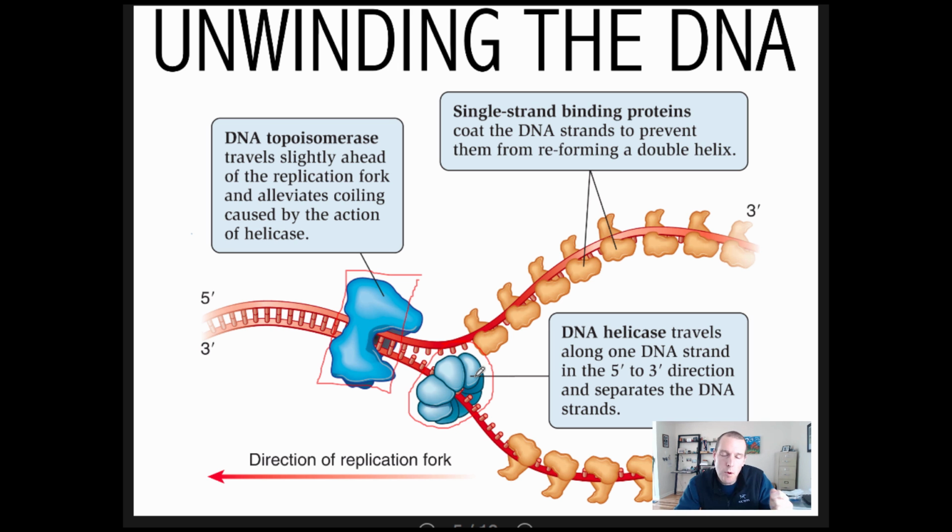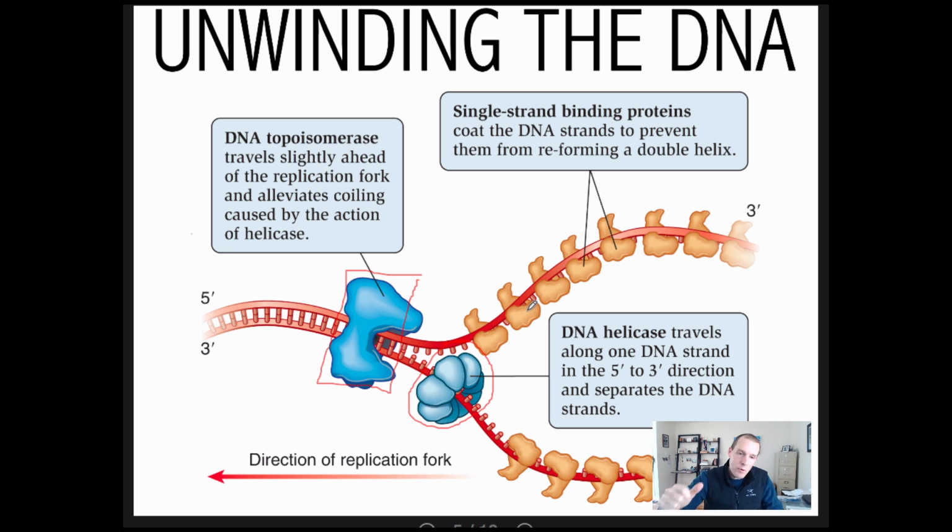And you can try this. Get a couple of pieces of string and wrap them around one another. Have a friend hold one end, and then you pull the two strands back apart again. And what you'll see is things start to loop around, they get twisted, they form knots, that kind of thing, they get tangled. And so topoisomerase basically fixes that problem.